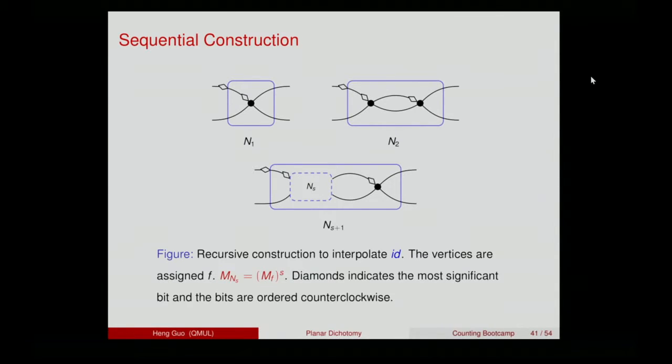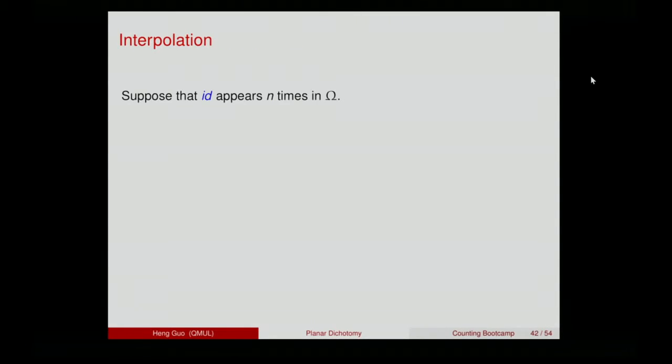Remember that we chose our notation in this way so that M of ns is like M to the s power. And we do this recursive construction. It's just to multiply this one at a time. Okay. And to do the interpolation, suppose that the identity appeared n times in the original instance called omega.